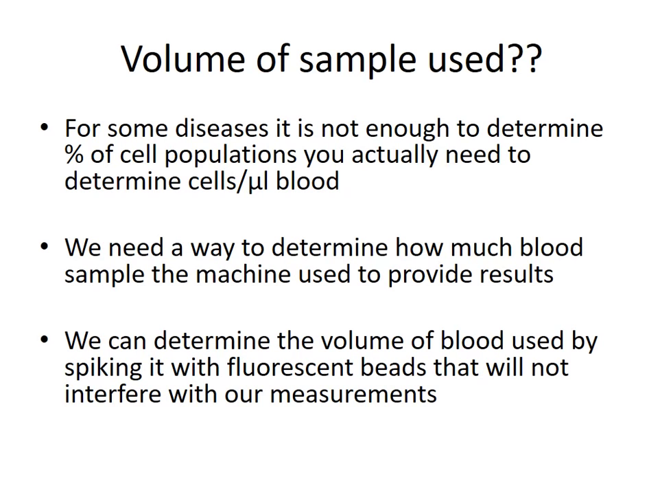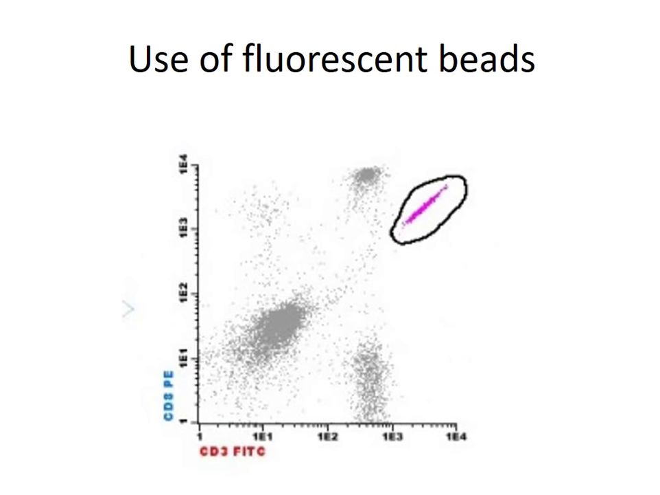And the way we do this is we use fluorescent beads. So if we spike the blood with fluorescent beads, the amount of beads that are detected by the flow cytometer will indicate the volume of blood that has been used for that particular analysis. Okay, and these are the fluorescent beads. The concept of the fluorescent beads is that they will have extremely high fluorescence on one fluorochrome and on another. And the reason you want them to have extremely high fluorescence is so that they're absolutely separate from the rest of the blood sample.